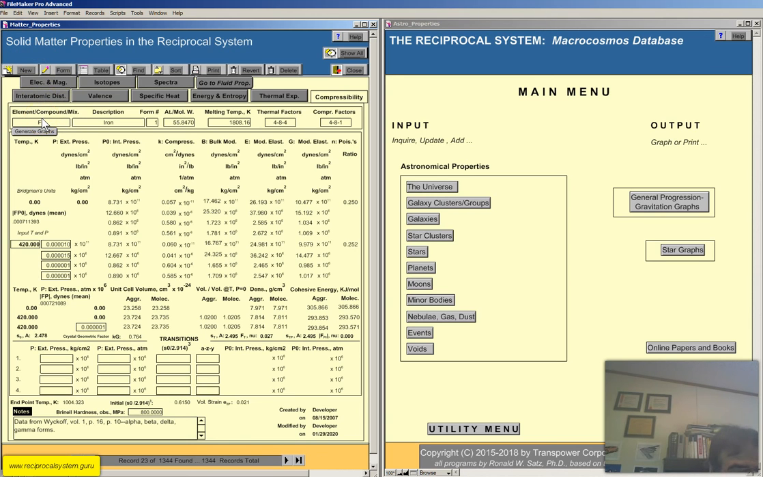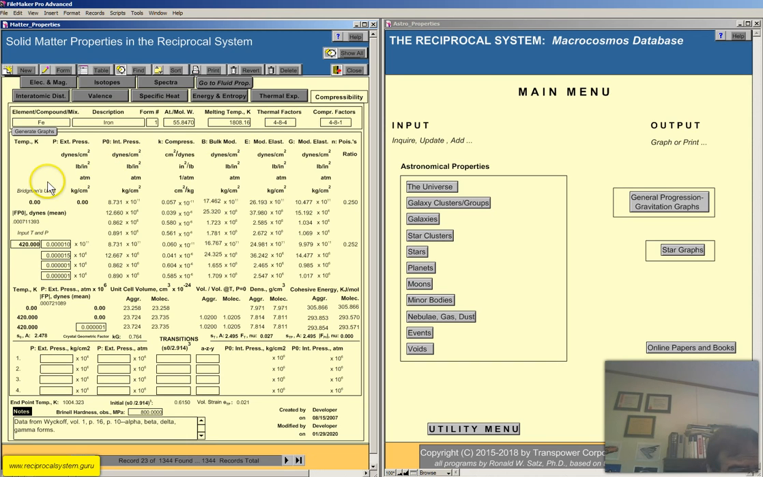Now the top line is the same as in the other layouts. The element, compound, or mix is here. We're dealing with iron, Fe, description iron. Form number is 1. Atomic or molecular weight is here. Melting temperature is here. These are the quantized thermal factors and compressibility factors. I refer you to my mentor's work, Basic Properties of Matter. My mentor was Dewey B. Larson, great scientist and engineer. He's the original developer of the reciprocal system.